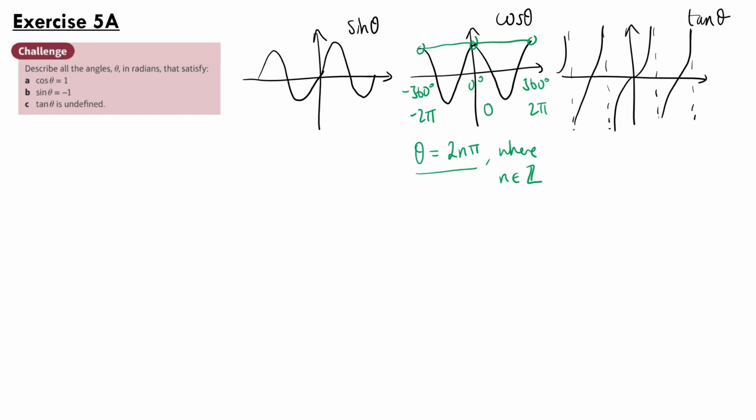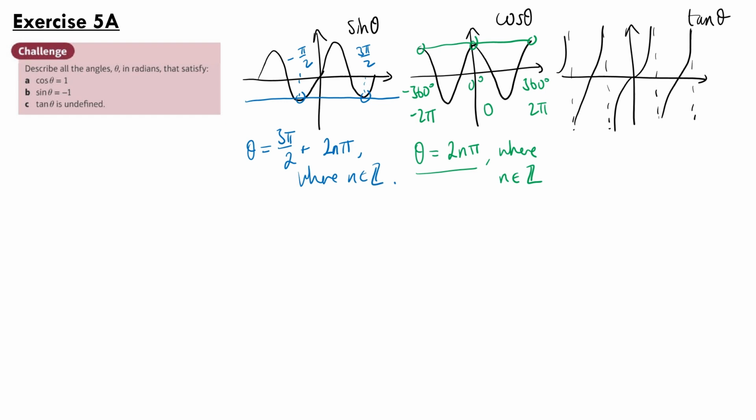And for sine of theta, we'll have this being equal to minus 1 for part B. So that's all the minimum points this time. And they occur here at 3 pi over 2, here at minus pi over 2. And we can see that this will repeat every 2 pi again because of the period of sine theta. So here we can write theta being equal to 3 pi over 2 plus some multiple of 2 pi again, where n equals an integer.